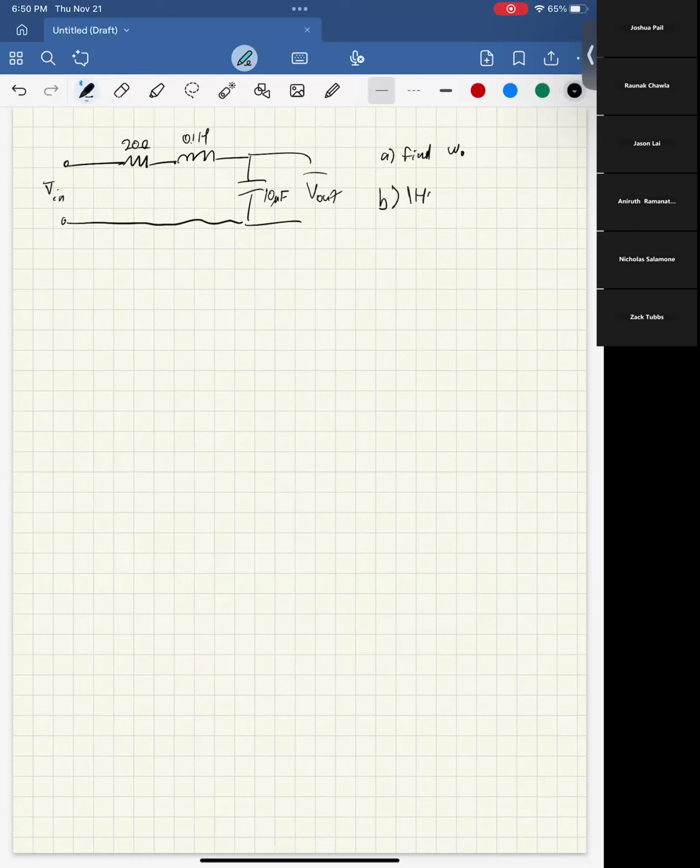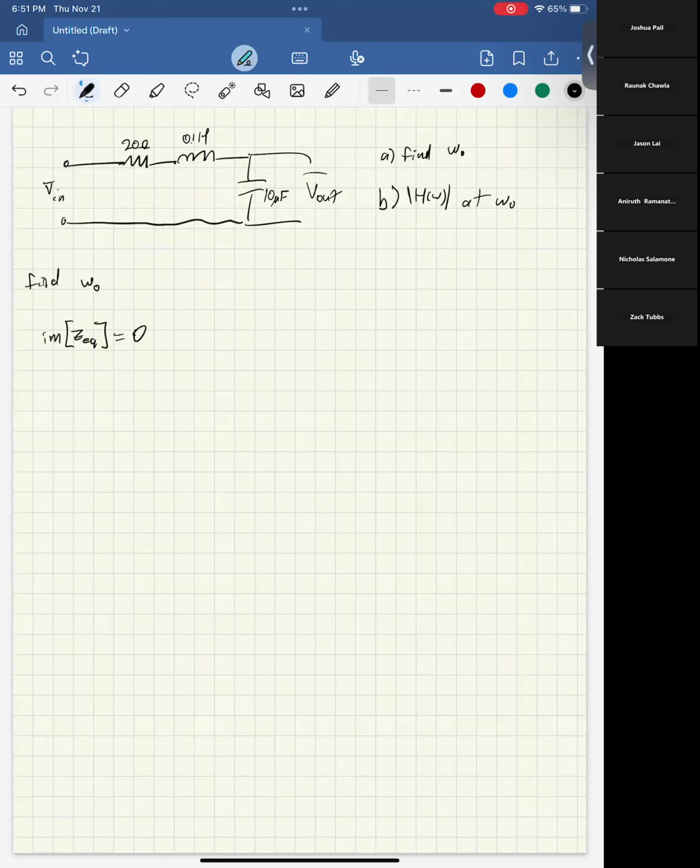The things it's asking us to find are the resonant frequency omega naught and the magnitude. I don't want to write out that whole sentence, so I'm just going to write it symbolically: the magnitude of the transfer function at said frequency. So here, if we want to find our resonant frequency, again, that is going to be the point where the imaginary part of the equivalent impedance of our whole circuit equals 0.